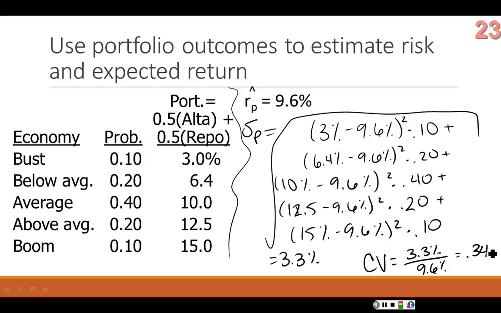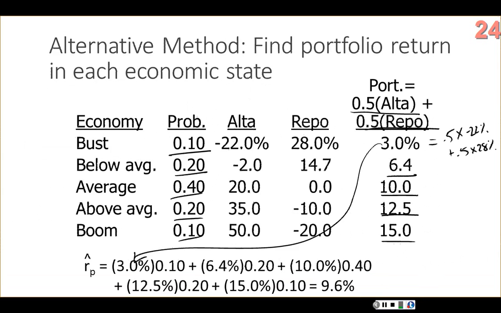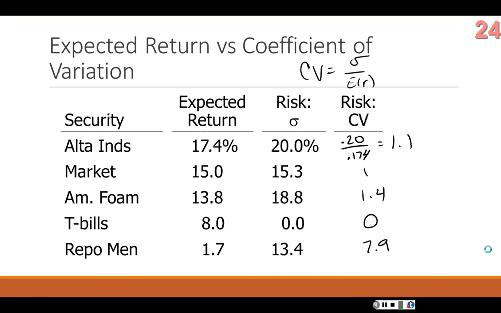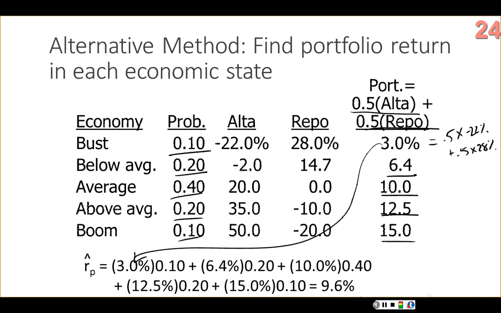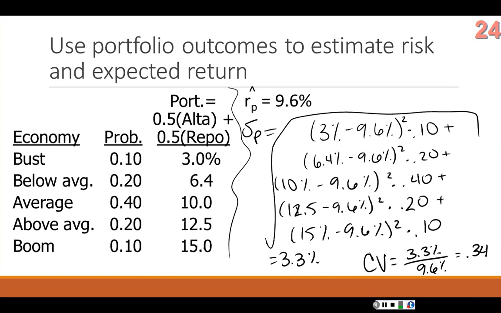The standard deviation, however, is lower than the standard deviation of either stock independently. So the standard deviation of each stock was, we can go back and see. Here we had 20% standard deviation for ALTA and 13.4% standard deviation for repo. And you see that when we combine the two, the portfolio standard deviation is 3.3%. So the portfolio is much less risky than either stock in isolation.